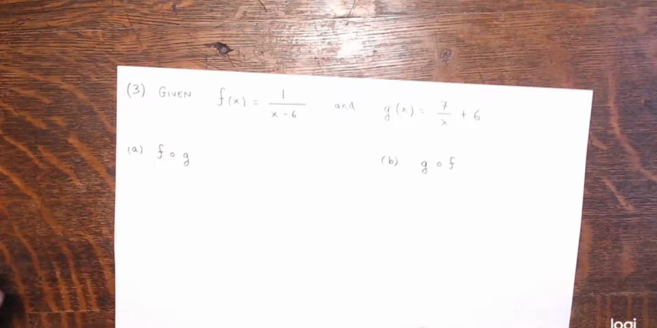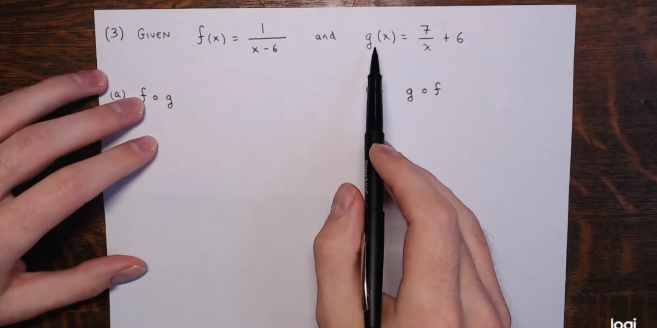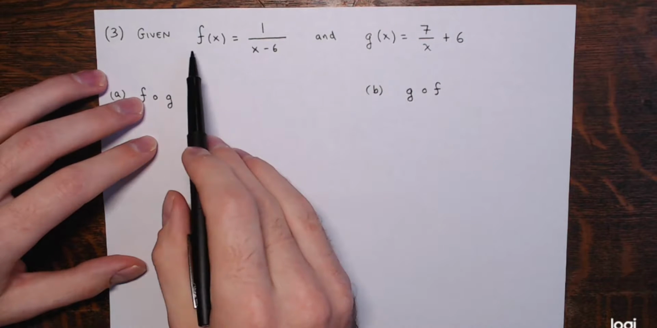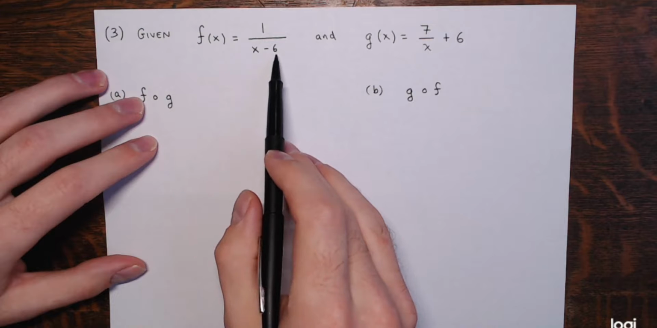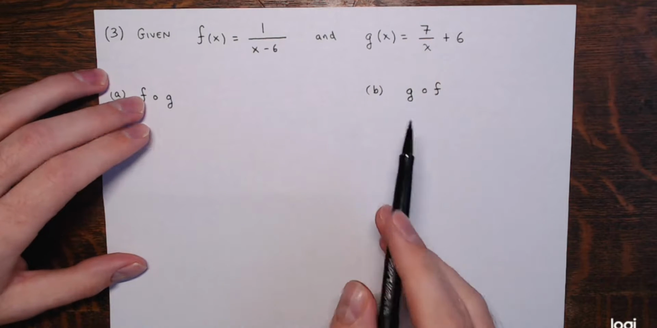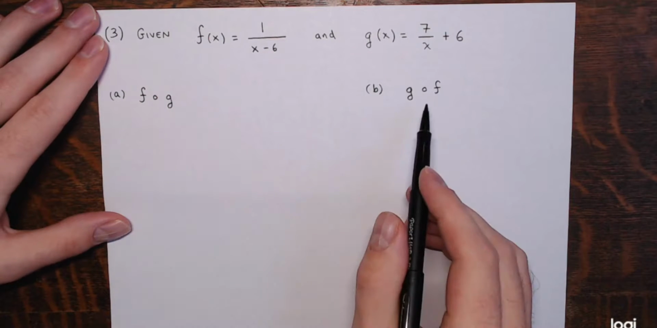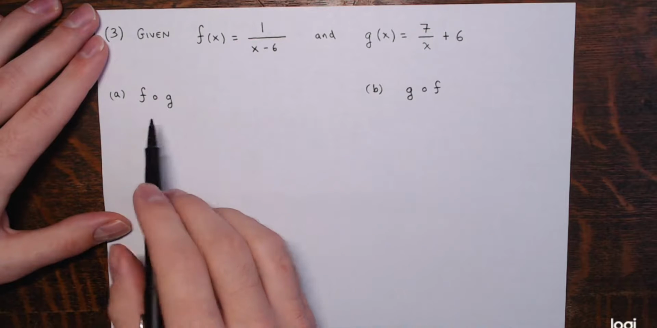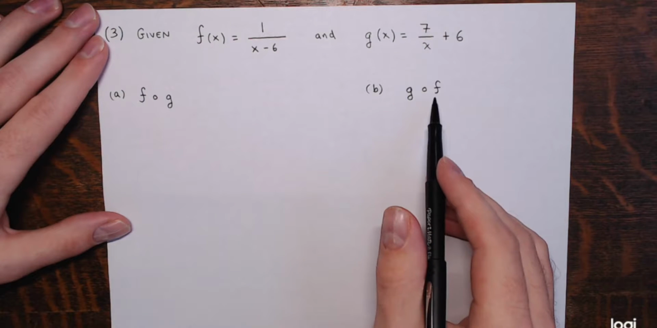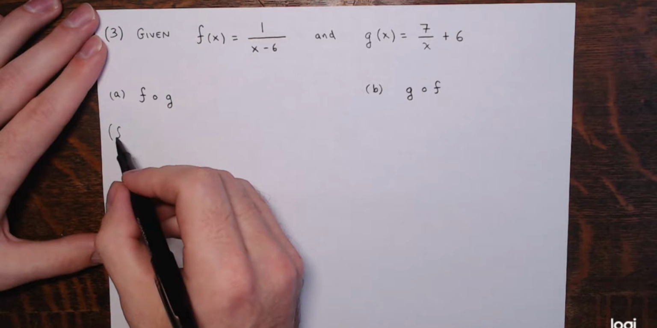So another example where we're given a couple functions here, f and g. f of x equals 1 over x minus 6. g of x equals 7 over x, and then plus 6 after. And once again, we're just asked to make two composite functions, right? One f composed with g, and one g composed with f. Right, so the first one, f composed with g.